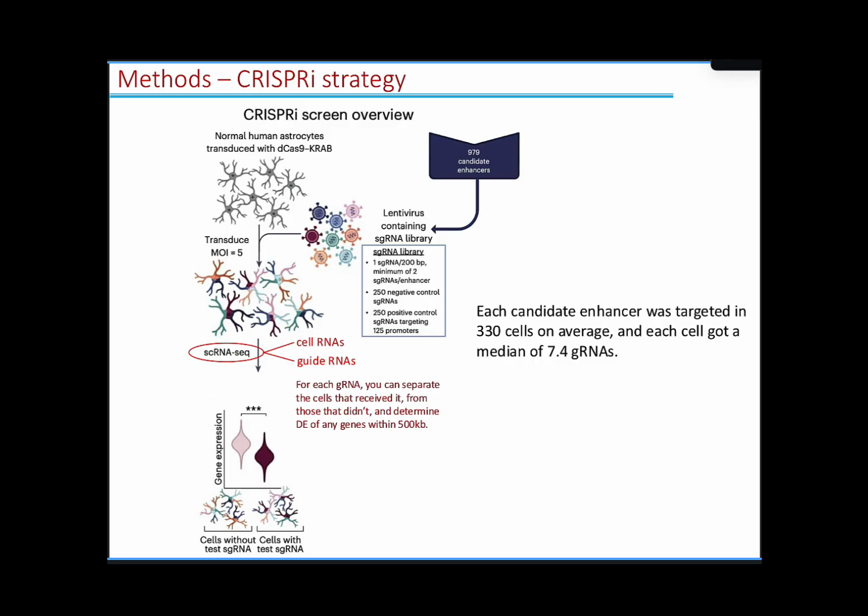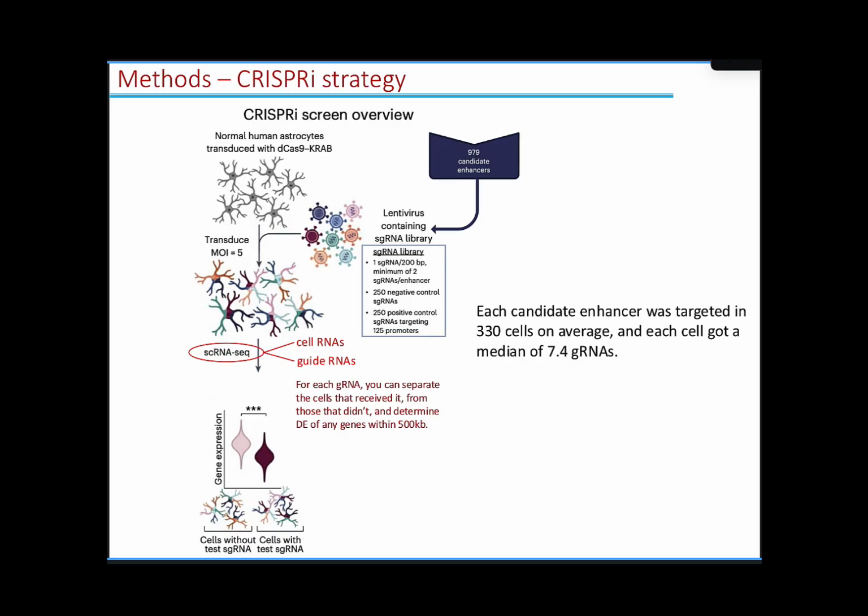In those astrocytes, the other enhancers being co-targeted may have been different combinations in each of them. But from the point of view of a given candidate enhancer, that enhancer was on average targeted in 330 cells. And they're doing this with tens of thousands of cells. So then they let the astrocytes express the guide RNAs and the dead Cas9, let the dead Cas9 go to the enhancer where it's being targeted and block the enhancer.